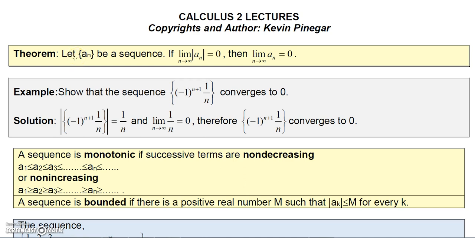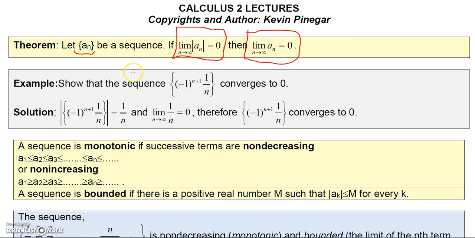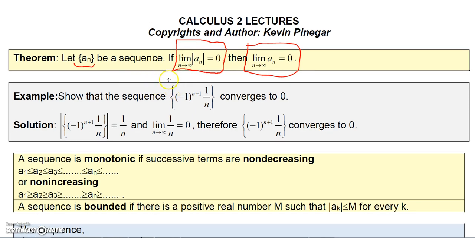This theorem says that if we have a sequence a sub n, if the limit of the absolute value of the terms goes to 0, then the limit of the terms in the sequence must go to 0. Okay, so basically what we could do here, let's say if we wanted to show that this alternating sequence here goes to 0.